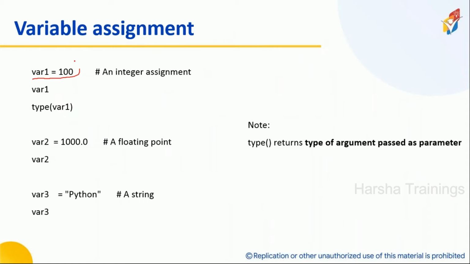Variable 1 equals 100. This 100 is called an integer. Variable 1 is called a variable. Now, what is the meaning of variable? It means it changes its value. It is not a constant. Always it changes its value. That is called a variable.